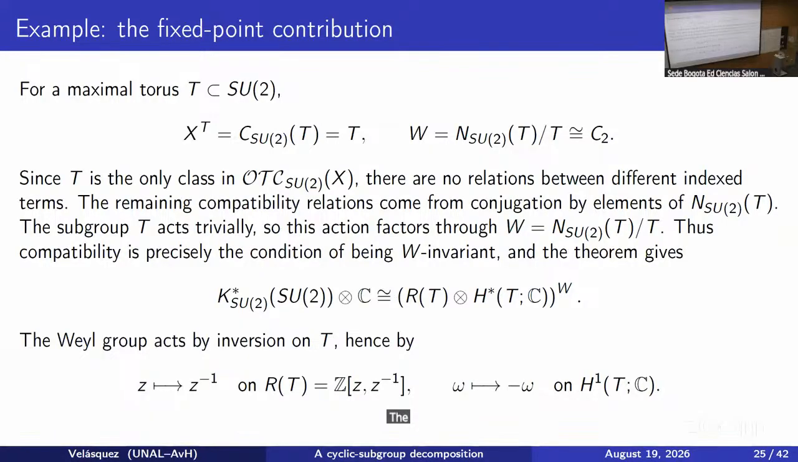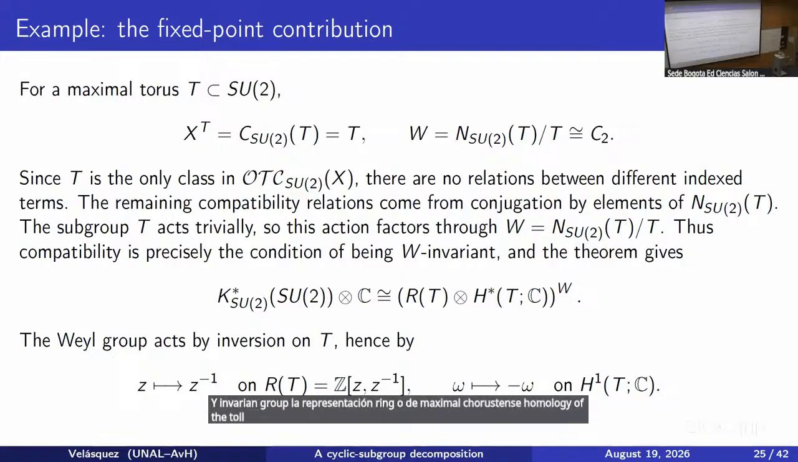Then the compatibility subgroup condition corresponds just to taking the invariants by the Weyl group. Okay. Then the equivariant K-theory of SU(2) with the conjugation action is isomorphic to this invariant group: the representation ring of the maximal torus tensor with the cohomology of the torus, here as a group, but here as a topological space, invariant by the Weyl group.